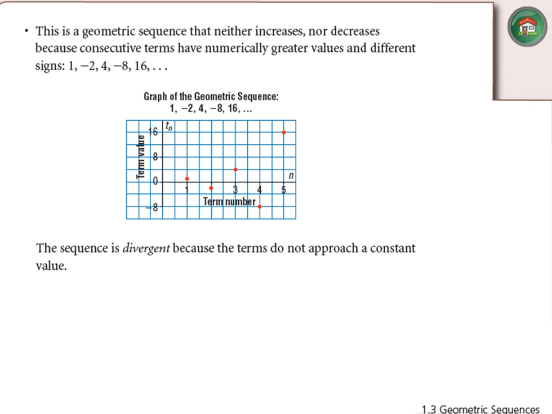Now, if we look at this example here, you can see in the dots, they go back and forth and back and forth. Positive, negative, positive, negative, positive, negative. And it's not increasing nor decreasing because it's going back and forth between a positive and a negative. And this one is also divergent. So you're going to have to be able to identify, is a sequence, a geometric sequence, divergent or not?